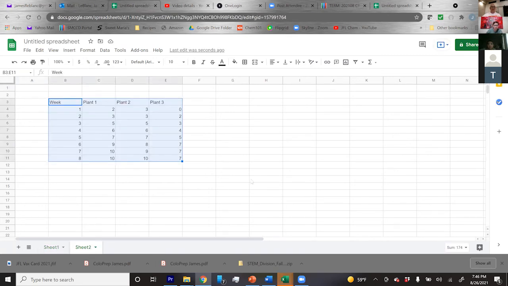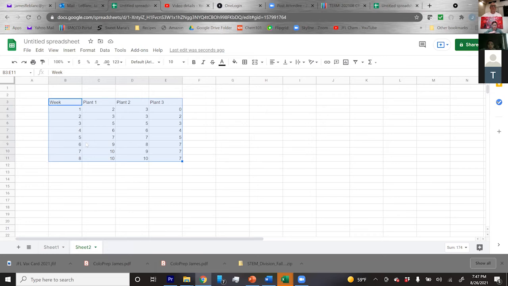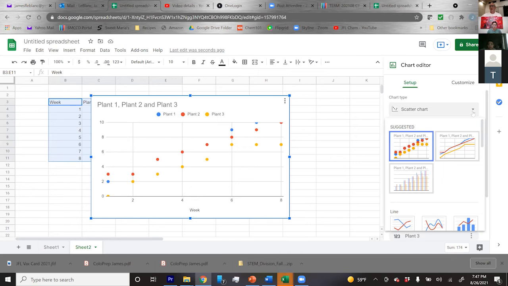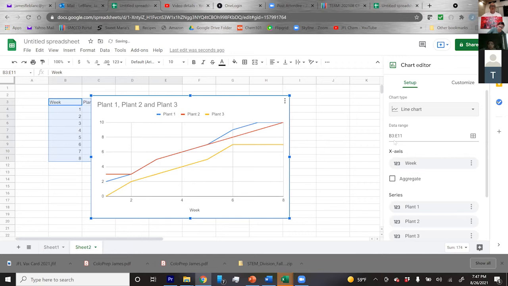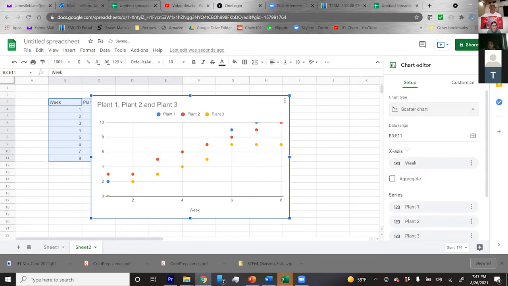So here I've got my data and I want to make a plot. So I go to insert a chart. I want a chart. And it'll basically say, well, what kind of chart do you want? And it suggests a scatter chart, which is perfect because that's exactly what I want. The other things it has are line plots, which I'm not particularly interested in because I want to be able to see each data point. And the way to see each data point is what's called a scatter plot. So you want to select a scatter chart, okay?